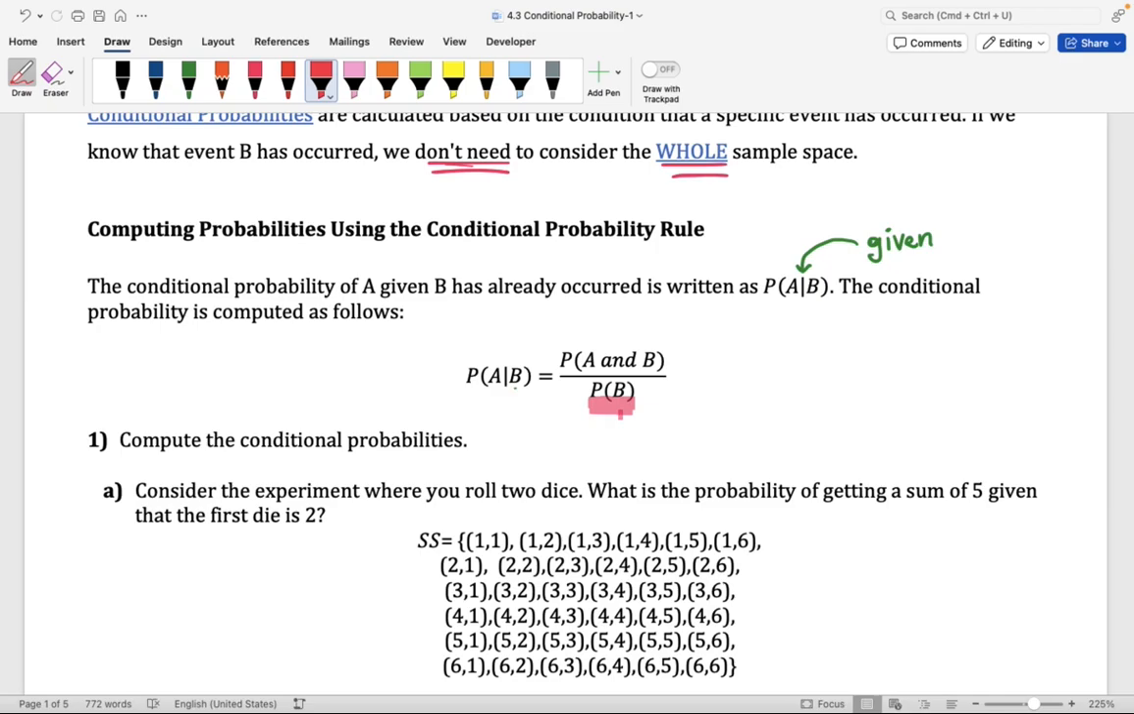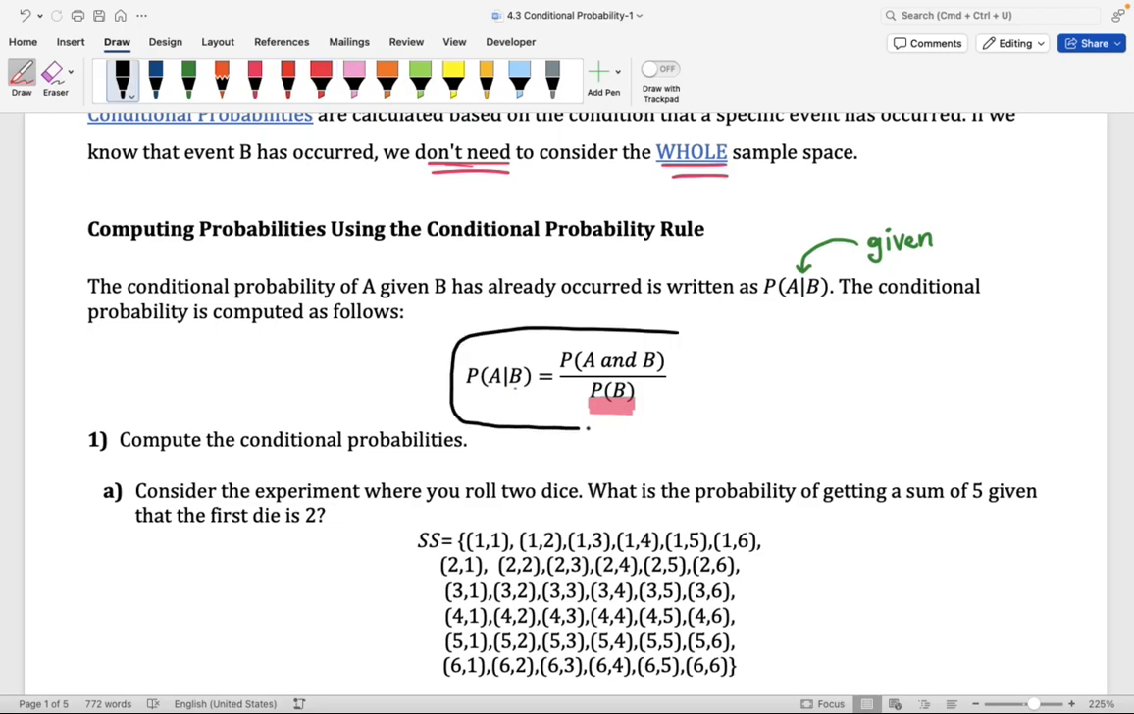When we compute theoretical probabilities, on the denominator we have the number of outcomes in the sample space, right? Now here with this probability, we have the probability of B on the denominator. This is a way of us restricting the sample space. We are no longer looking at the whole sample space because B has occurred.